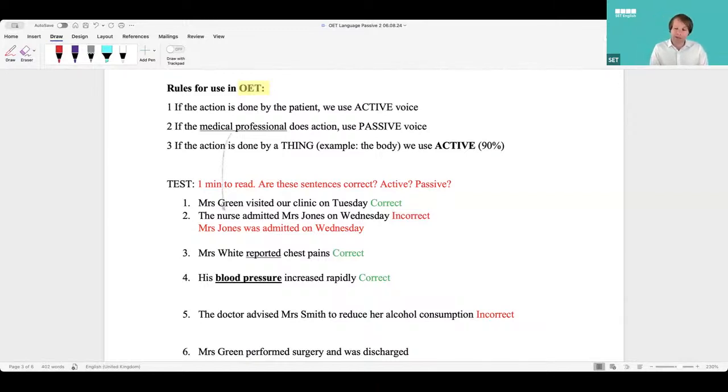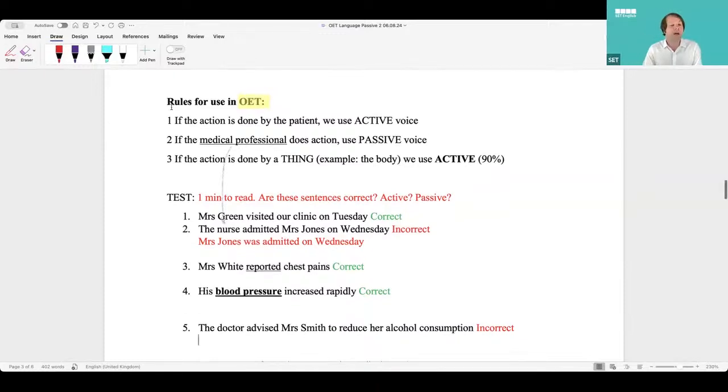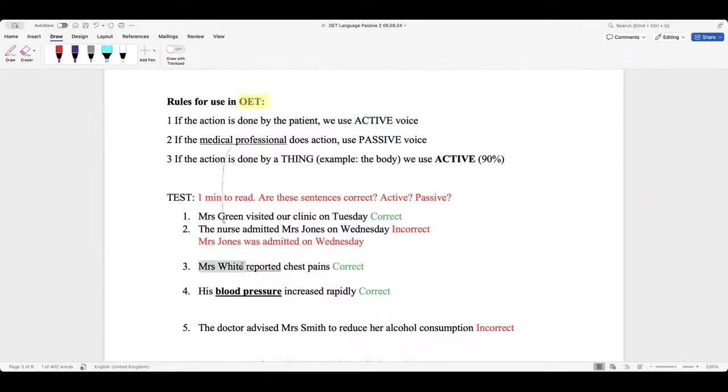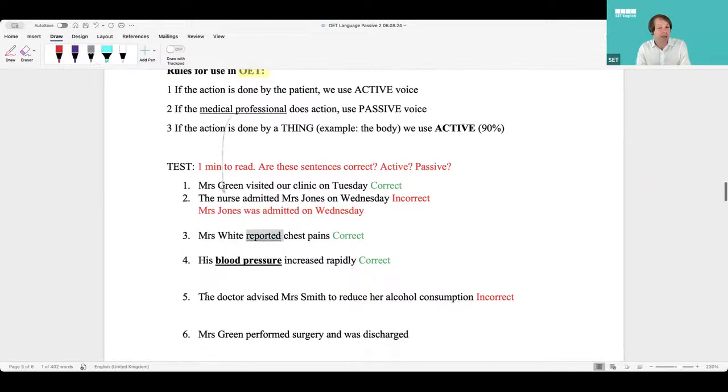Carmen, can you change this to passive? So this is where I still don't understand what you mean with correct and incorrect. According to my rules here, if the action is done by the patient, we must use active. Here, Mrs. White is the patient. She is doing the action, reporting. Make sense? But here, is this the patient, Carmen? No, it's a medical professional. But you never do that in OET. You've got to use the passive.